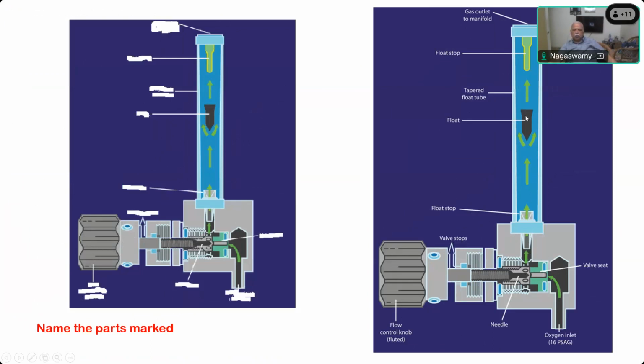This is the float or bobbin. This is the tapered flow tube. Then this is a float stop on the top also, so that it doesn't move out. And this is the gas outlet going to the manifold. Okay, so these are all the parts that you have to remember.